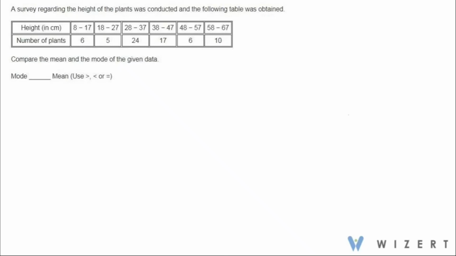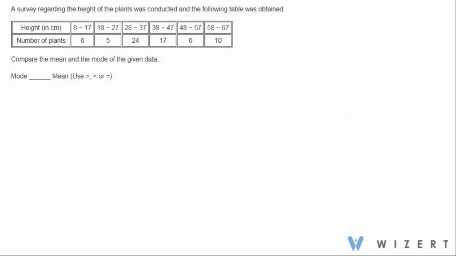We have this question here. A survey regarding the height of the plants was conducted and the following table was obtained. Compare the mean and the mode of the given data. But before we calculate, we must observe that the classes of height are inclusive classes.